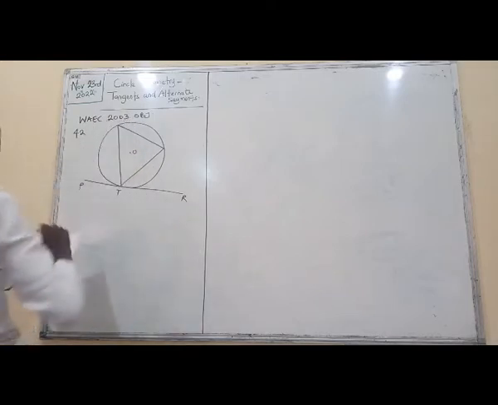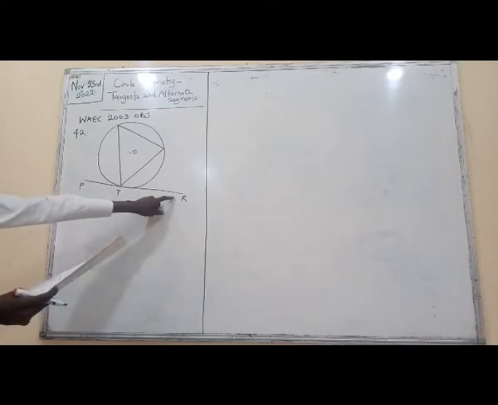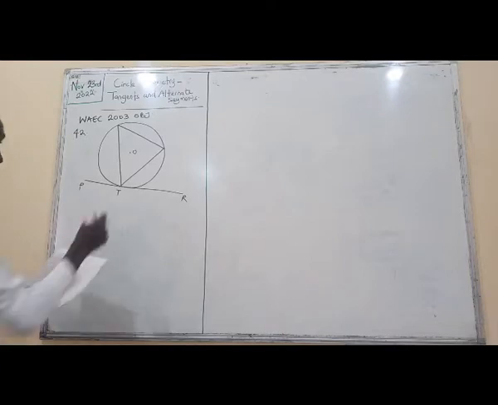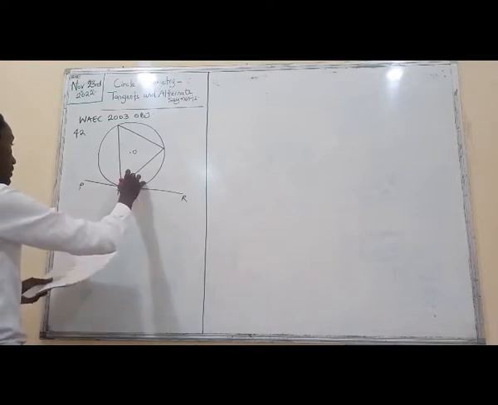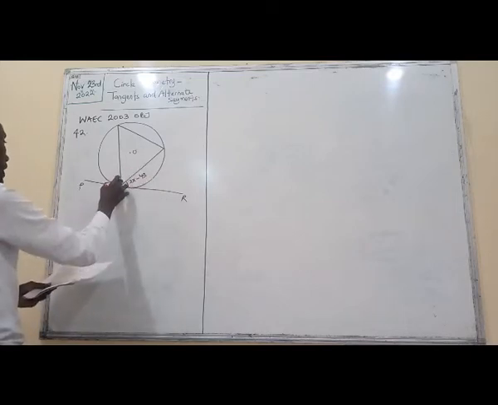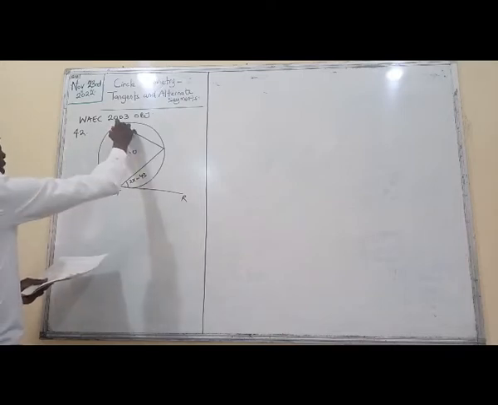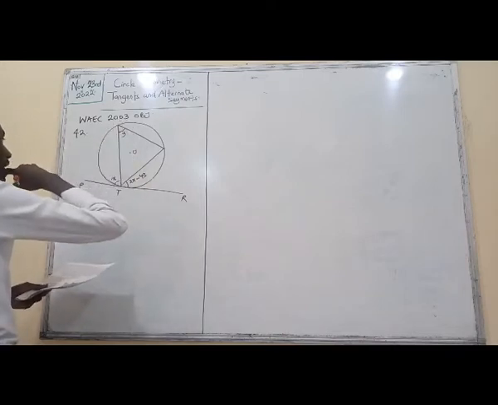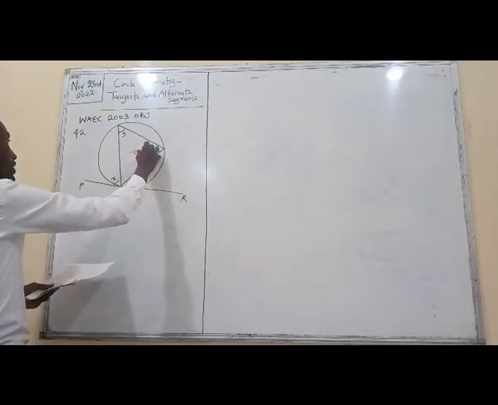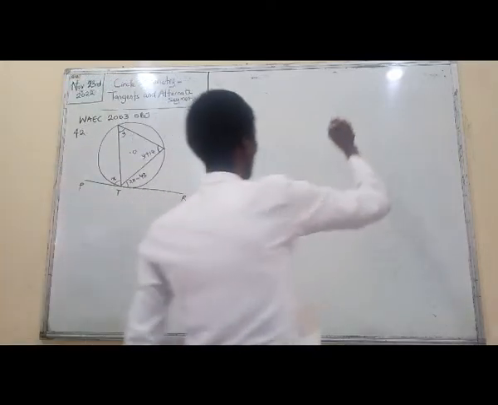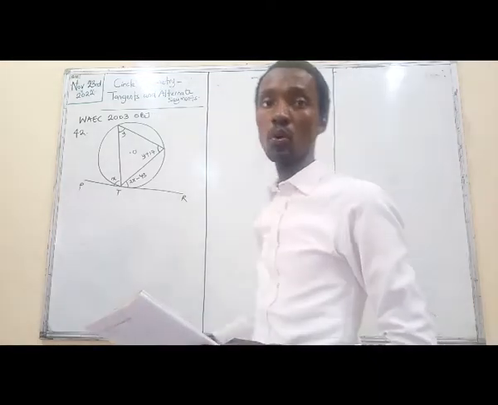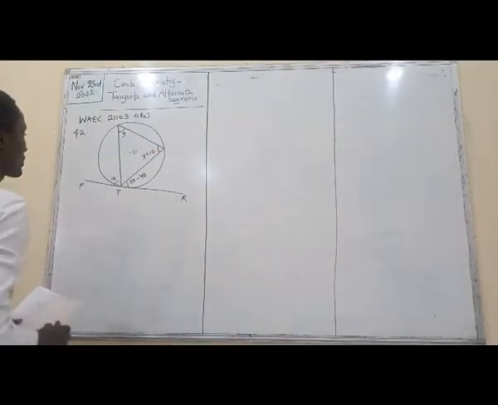This part is given to us. I'm told that PRQ is a tangent at T to the circle with center O, and that this part is 2x minus 43 degrees. This part is x, this part is y, and this part is y plus 17. Maybe I should separate this part of the board quickly. So what's our objective? Our objective is to look for x.